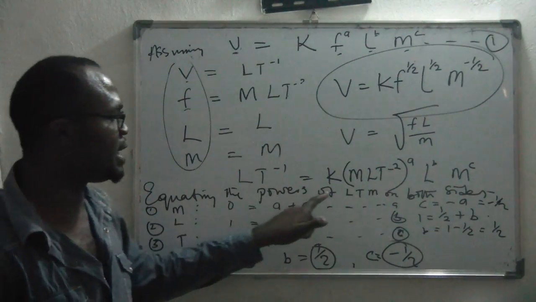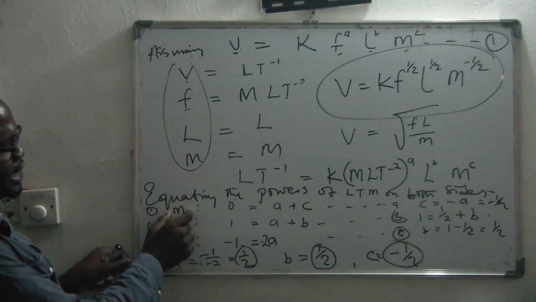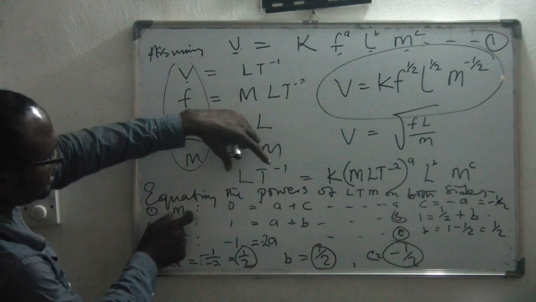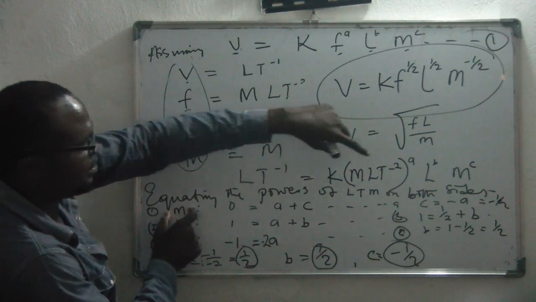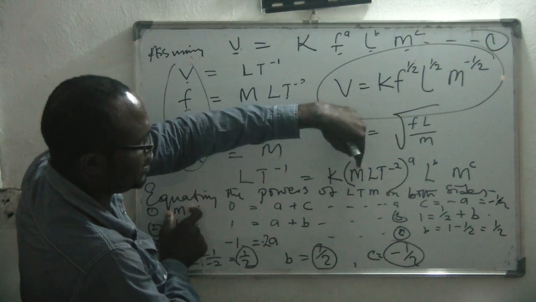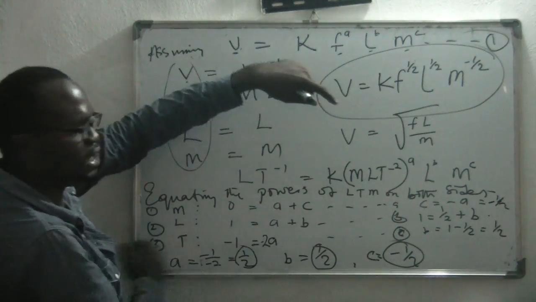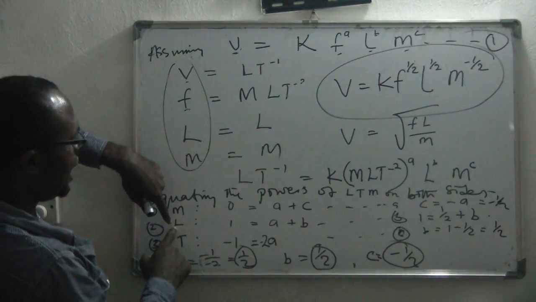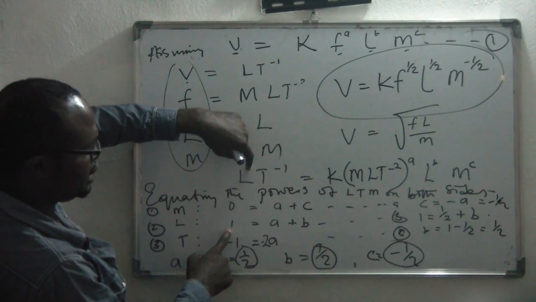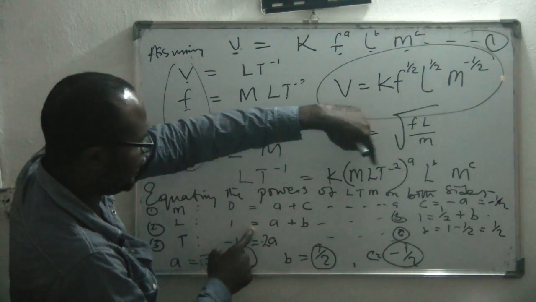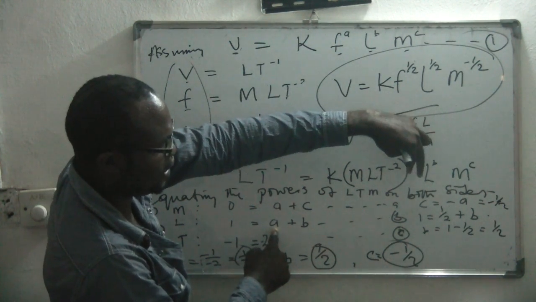Then we equate the powers of L, T, M on both sides. So we start with M. What is the power of M on this side? 0. But what is the power of M on this side? We have M to power A, which is here, and M to power C. That's equation A, the first equation. Then for L, what is the power of L on this side? 1. Equal to the power of L on this side, which is A, L to power A, plus B.